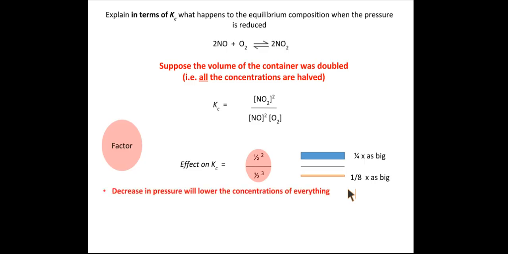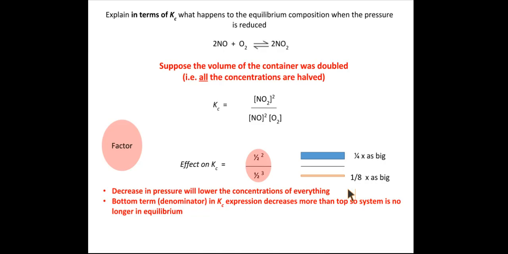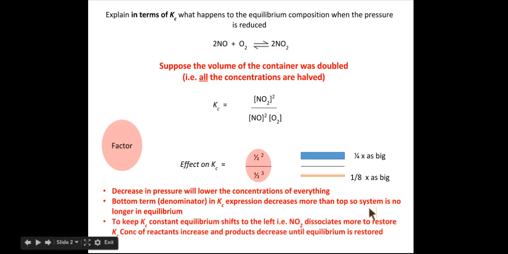A decrease in pressure will lower the concentrations of everything. The bottom term in the Kc expression decreases more than the top term, and that's because of the powers involved in the top and the bottom. And so the system is no longer in equilibrium. To keep Kc constant, remember Kc can't change, the equilibrium has to shift to the left, i.e. the NO will dissociate more to restore Kc. So in other words, the concentration of the reactants will increase because the equilibrium is going this way. The concentration of the reactants will increase and the products will decrease until the equilibrium is restored.